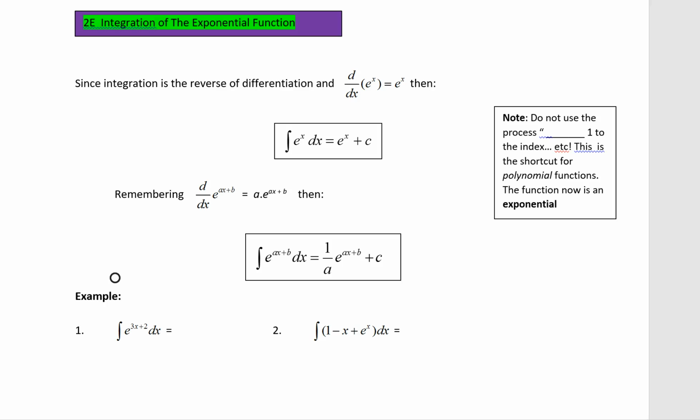In exercise 2e, we're going to revisit integration, but this time our integration method will be the method required for finding the primitive function of an exponential. Now, knowing that the derivative of e to the x gives e to the x, it would make sense then that the integral of e to the x would take us back to e to the x, and obviously plus a constant.